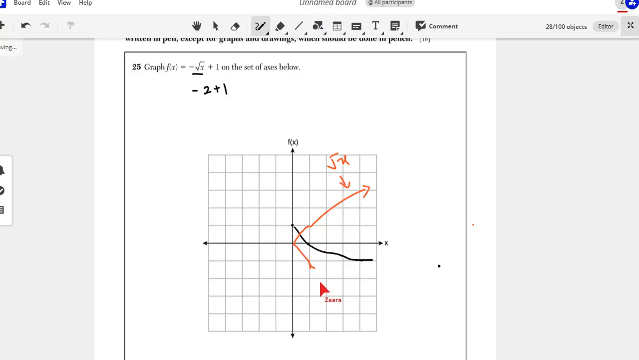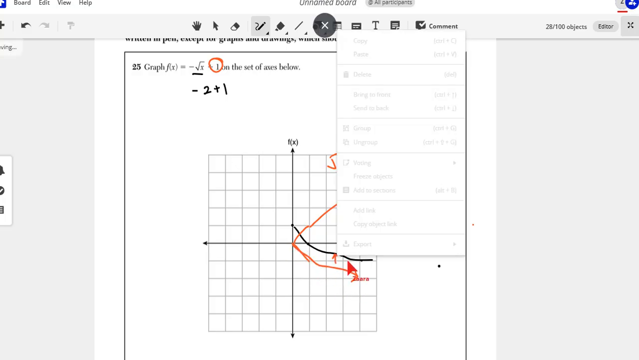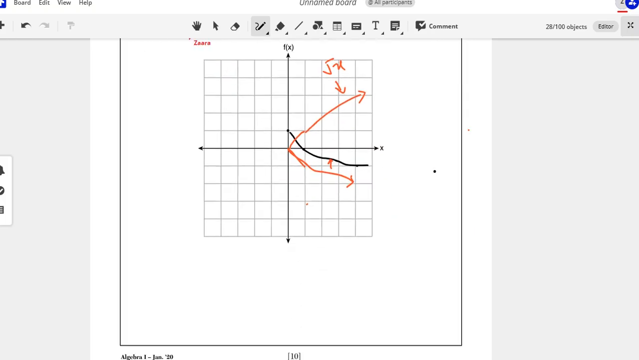It will be reflected over the axis due to the negative. Then you just have to translate it one unit up. By the way, I think you are more comfortable taking the values. Then you have to translate it one unit up, okay? So let's move to the next one.